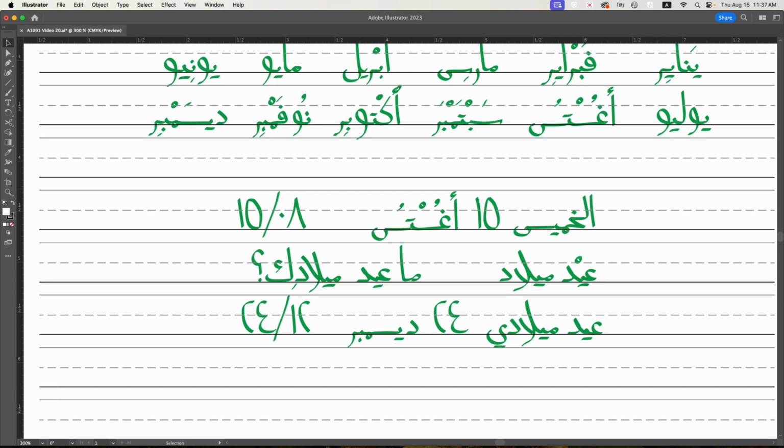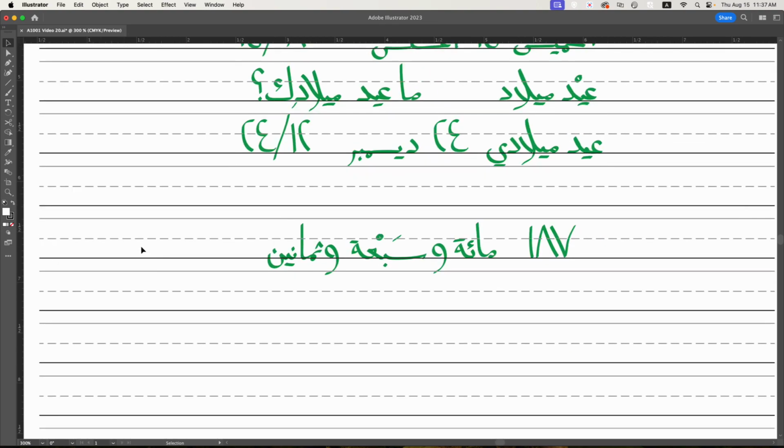And in order to do years, I have to do hundreds and then thousands. We learned in a previous lesson that 187 is mi'a wa sab'a wa thamanin, 107 and 80. So now let's go higher in the hundreds so we can do years. If we have 291, remember we can't count anything using the number 2.